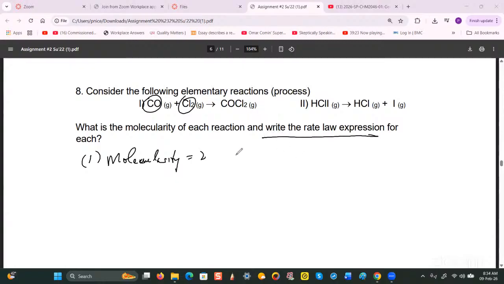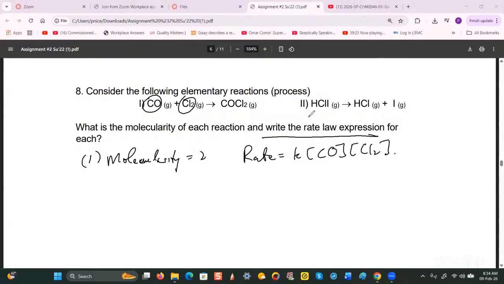It's very easy to write down the rate law expression for an elementary step. All you have to do is take into account the reactants in that step and write this down. Rate is equal to rate constant times the concentration of carbon monoxide times the concentration of chlorine. And that's it. That is the rate law for that particular elementary step, all right?